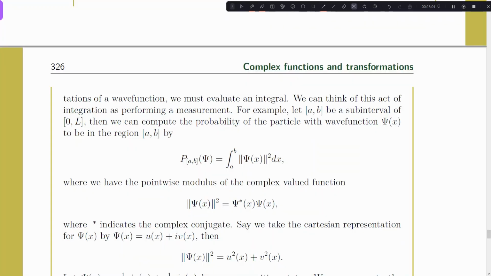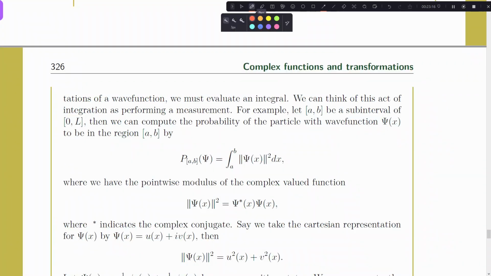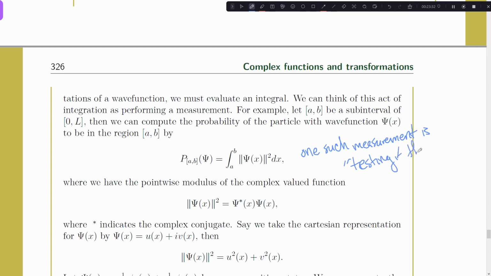And then to obtain a measurement, I don't always have to compute this, but this is maybe the easiest measurement I can obtain. This says what is the probability that the wave function exists in the interval a to b. So one such measurement is, quote unquote, testing if the particle is in some region of space in my box.